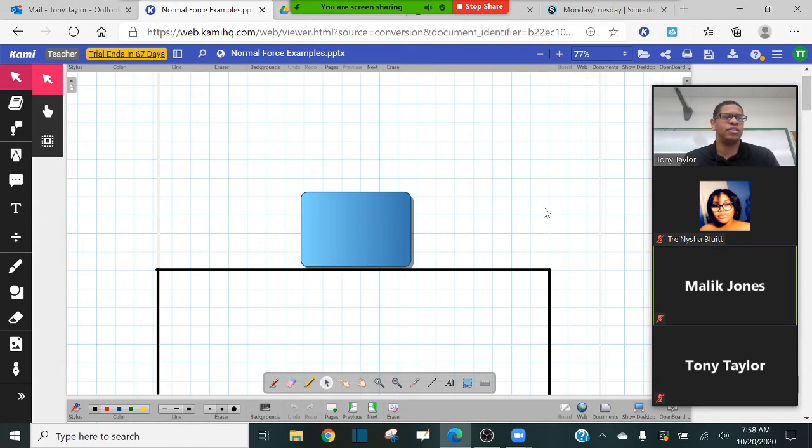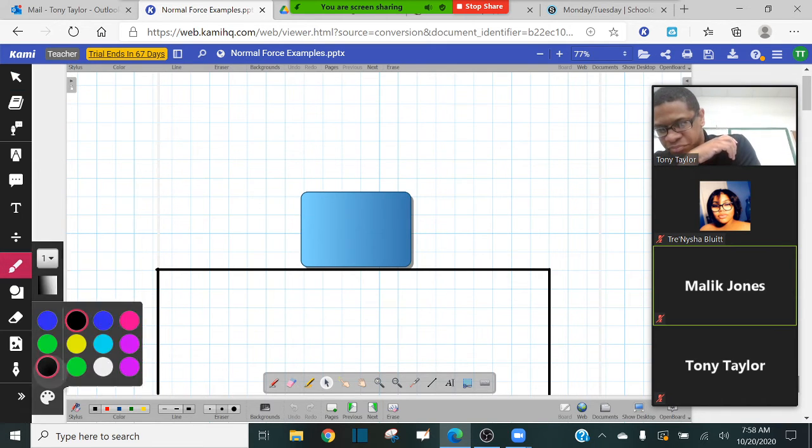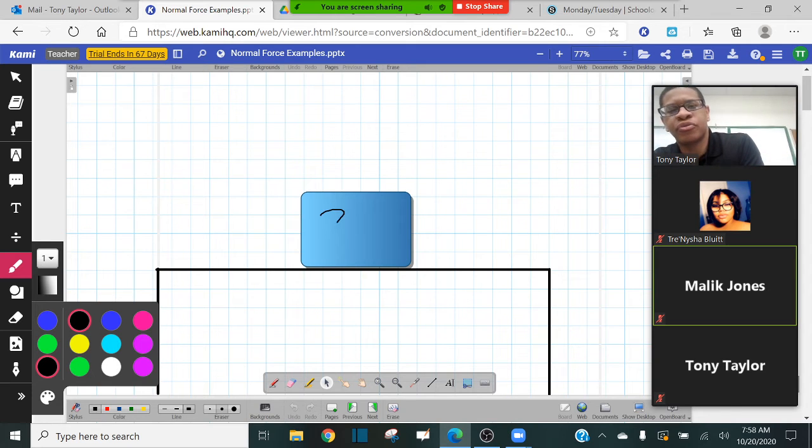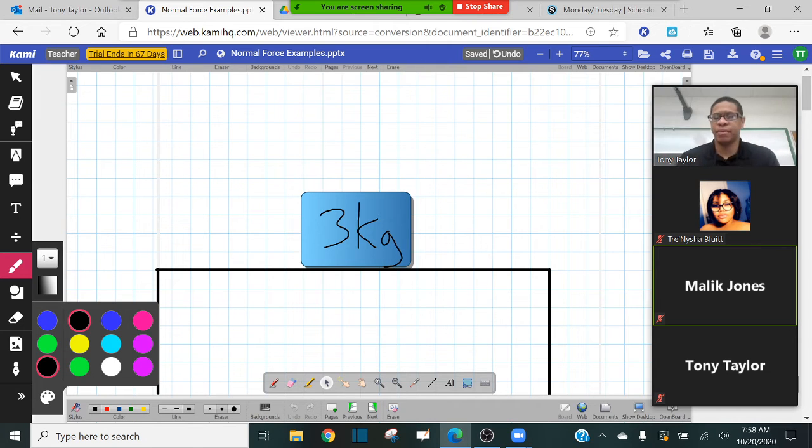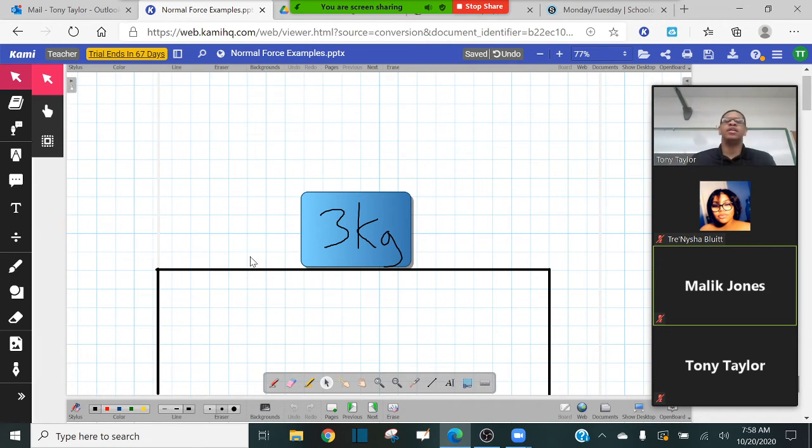Okay, so here's my blue box, and it's just sitting here on a table. And let us assume that the mass of the blue box is 3 kilograms. Now, the question is, what is the magnitude of the normal force right now acting on this blue box from the table? Obviously, there's a normal force from the table pushing up on the blue box to balance gravity because the blue box is just sitting there. It's at rest. It's not moving.